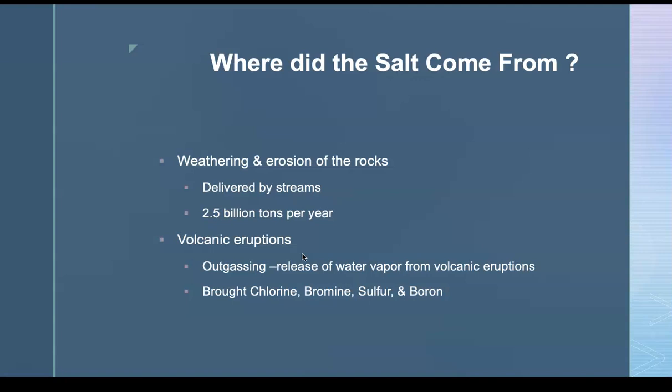Also, there's the process of outgassing. Outgassing talks about when a volcano erupts, all that thick billowing smoke that you see coming out of a volcano is actually water vapor with a handful of things dissolved in it.